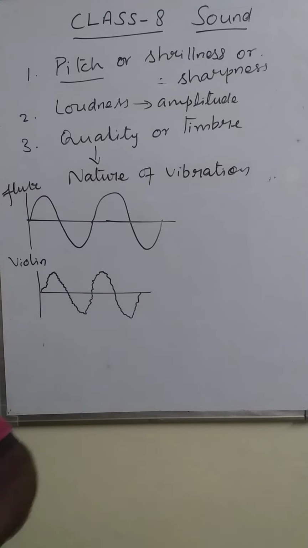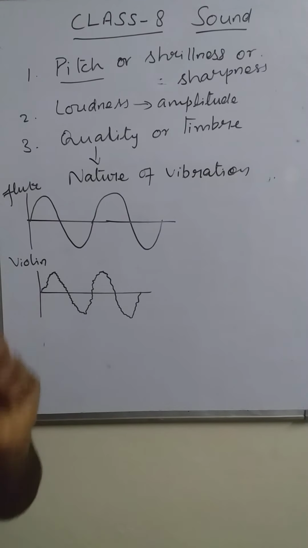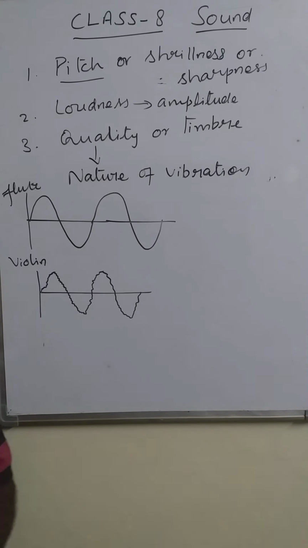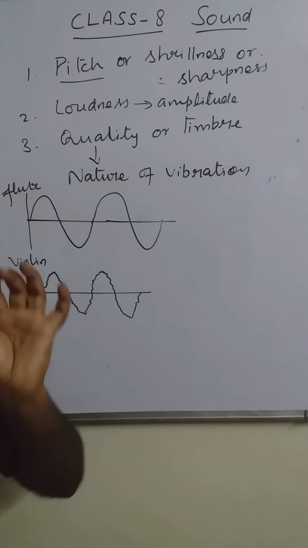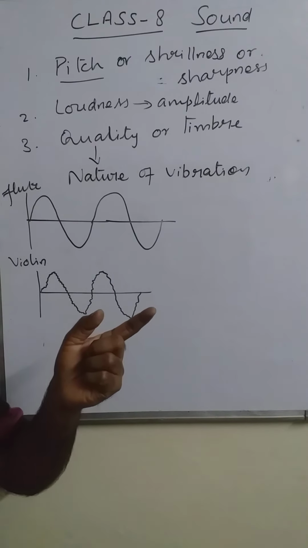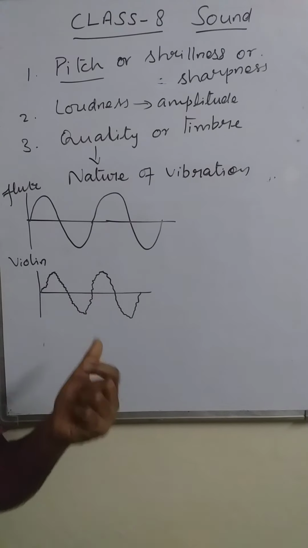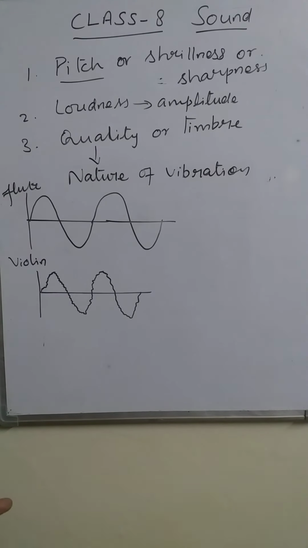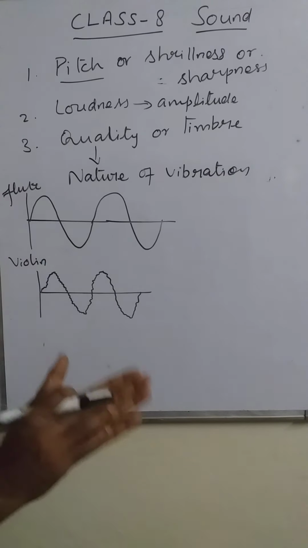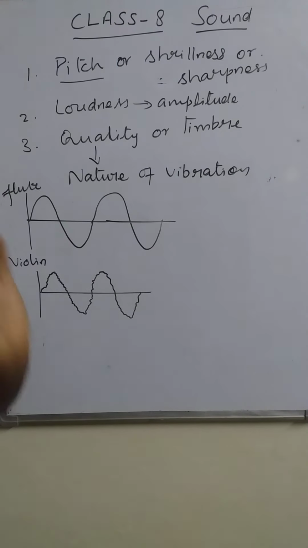And this is all due to that quality of sound produced by any source, any instrument, any person. So to distinguish the sound from any source, which characteristic of sound is used? Quality is used. Quality is the characteristic of sound which is used to distinguish one sound from the other.